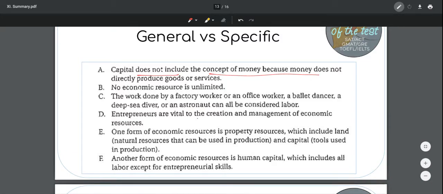Look at letter B, no economic resource is unlimited. They're giving us a characteristic of economic resource. C, the work done by a factory worker, an office worker, and so on, can all be considered labor. They're giving us examples of what we consider to be labor. Okay, let's look at D. Again, we're focusing on what main information each of the alternatives is providing. D: Entrepreneurs are vital to creation and management of economic resources. So they're telling us that the entrepreneurs are vital.